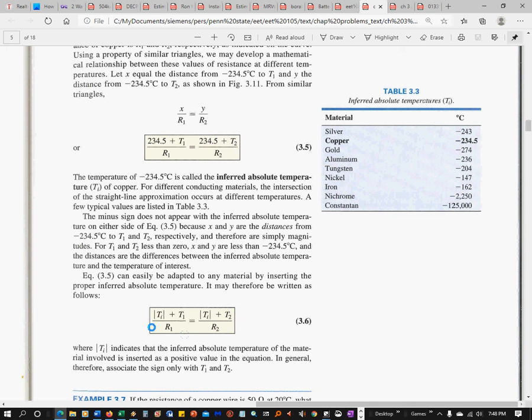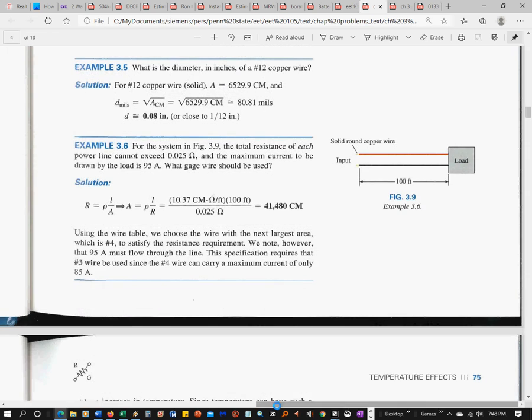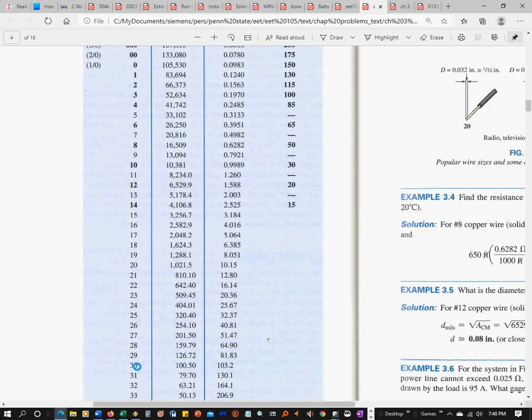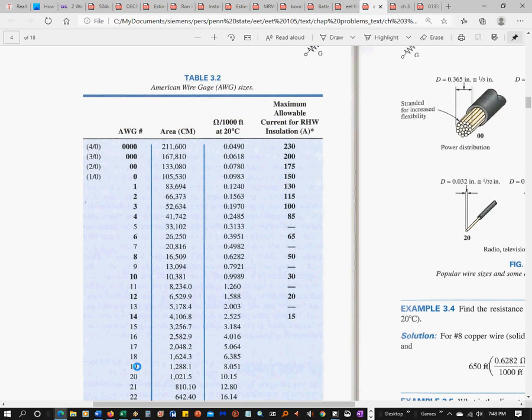This is the formula. If you're given, let's say, T1 and R1, and then T2, you can figure out what R2 is. Just given any three, you could figure out what the fourth one is from this formula. It's just a proportion.